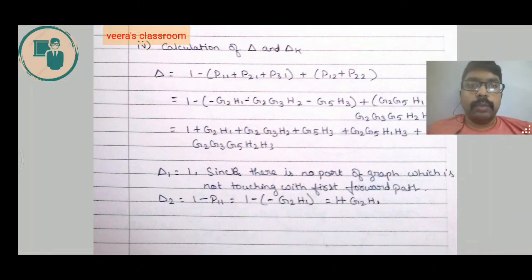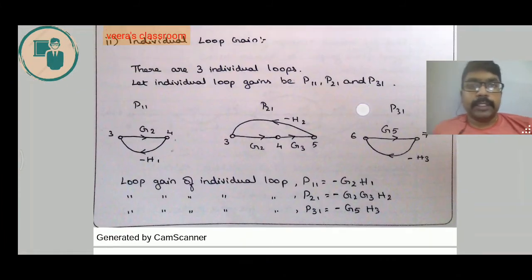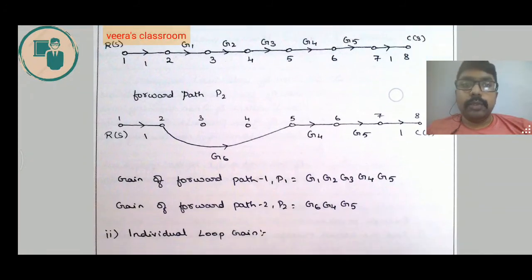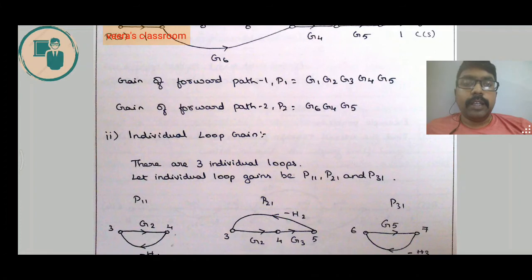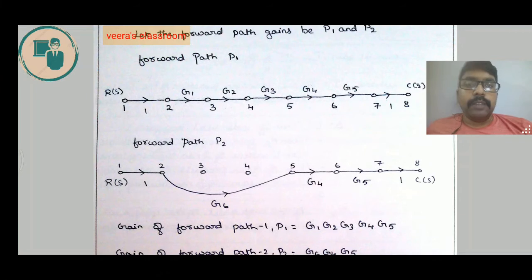The formula for del 1 is 1 minus the individual loops that are not present in that forward path. I'll say it clearly. Del 1 represents the first forward path, p1. While checking p1, we have to check the individual loop gains also, and find out of these 3 individual loops which individual loop does not have a common node with this forward path. If it does not have a common node with this forward path, that has to be considered in del 1.